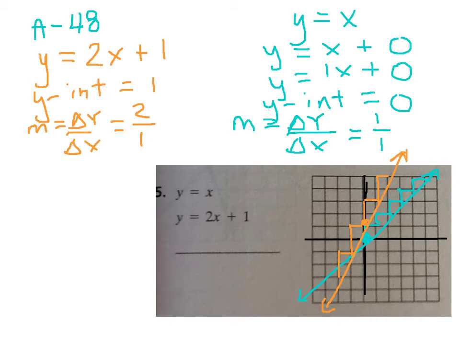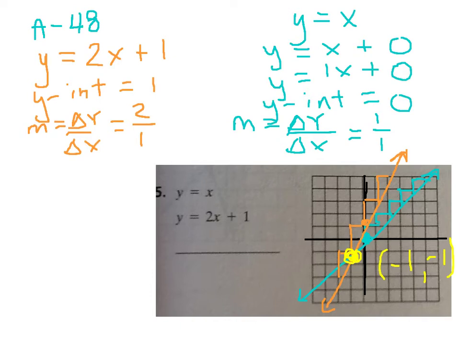Okay? And then I notice that if I find the point where they actually intersect each other, that point where they cross is right there. And the value of that point is going to be negative 1, negative 1. So now I'm going to make sure that that satisfies both equations.